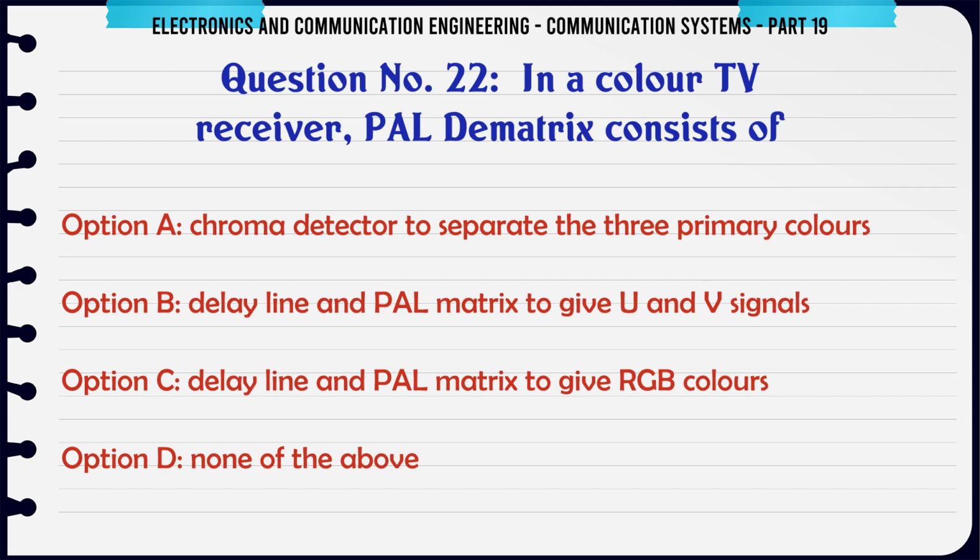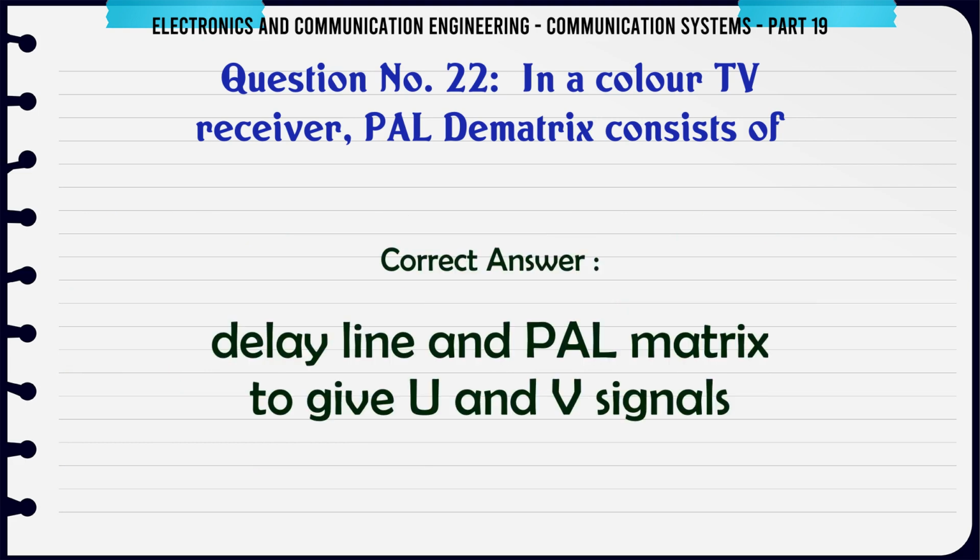C. Delay line and PAL matrix to give U and V signals. D. Delay line and PAL matrix to give RGB colors. None of the above. The correct answer is delay line and PAL matrix to give U and V signals.